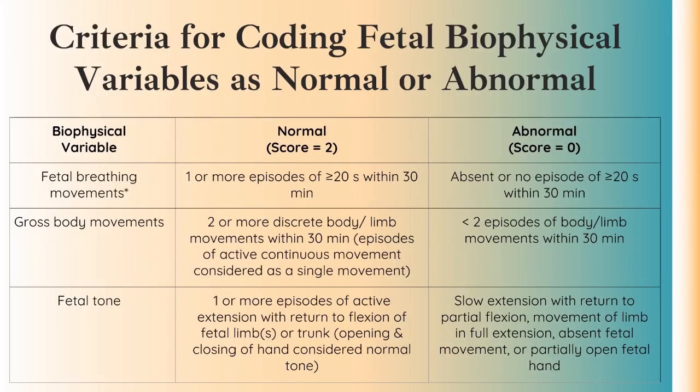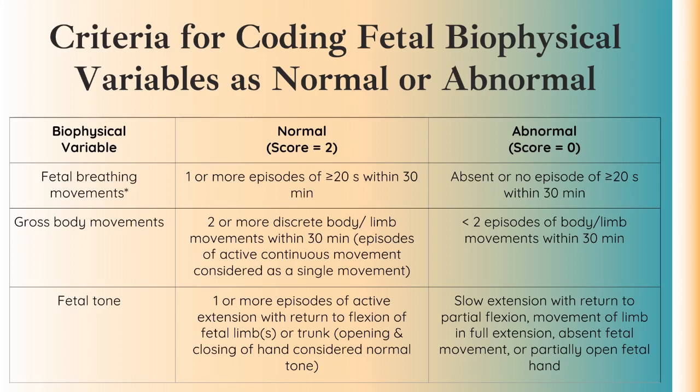So all of these parameters or variables should be performed in a 30-minute period. So fetal breathing movements: one or more episodes of greater than 20 seconds within 30 minutes gets a score of 2. That's normal. Abnormal is absent or no episodes of fetal breathing movements within 30 minutes. Gross body movements: 2 or more discrete body or limb movements within 30 minutes. Episodes of active continuous movement are considered as a single movement. Okay, that gets a score of 2. Abnormal is less than 2 episodes of body or limb movements within 30 minutes.